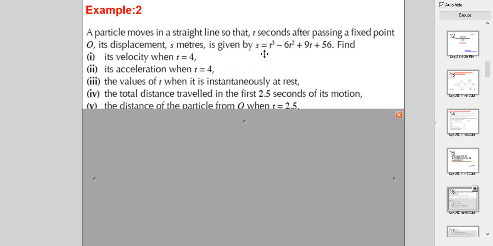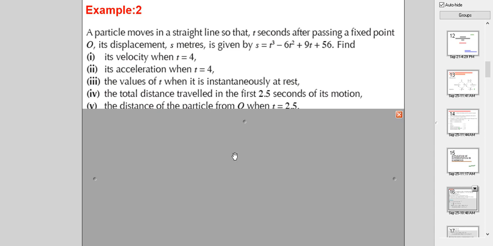So let's see, I have taken here 3 examples. One is with respect to a polynomial equation and the other 2 are with respect to trigonometric and exponential equations. So the question is saying a particle is moving in a straight line after passing through a fixed point O. It can be given any name. After time t seconds, this is the equation you can see. Now its velocity you have to find out when t is equal to 4.